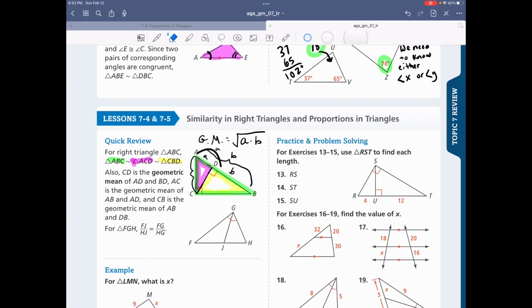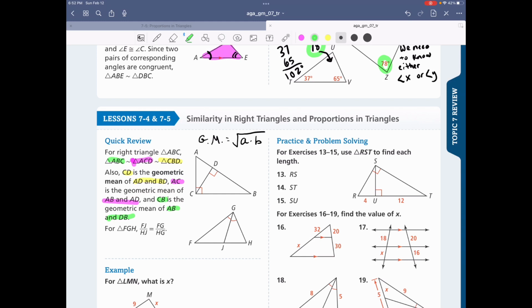Which we didn't show those, but you can use these notes on your test and just remember you can use all of this. So CD would be the geometric mean of AD and BD. That's the one I showed you. But also that AC is the geometric mean of AB and AD. And CB is the geometric mean of AB and DB. So you would just have to multiply those other numbers together and then take the square root to find the missing length.